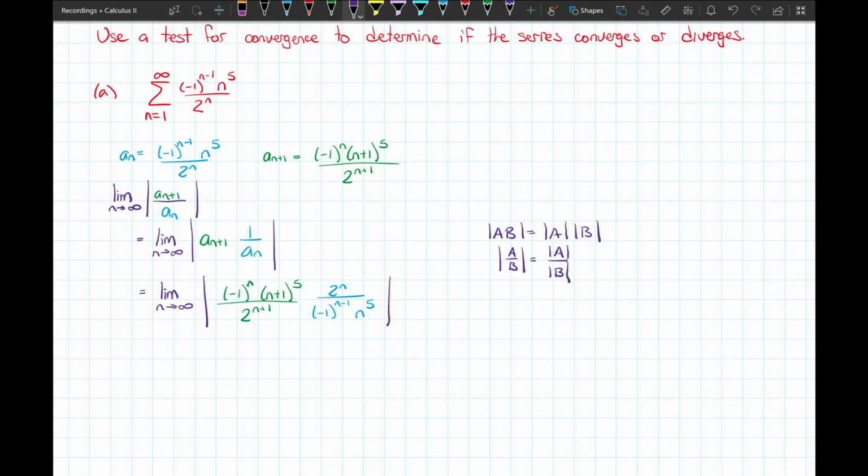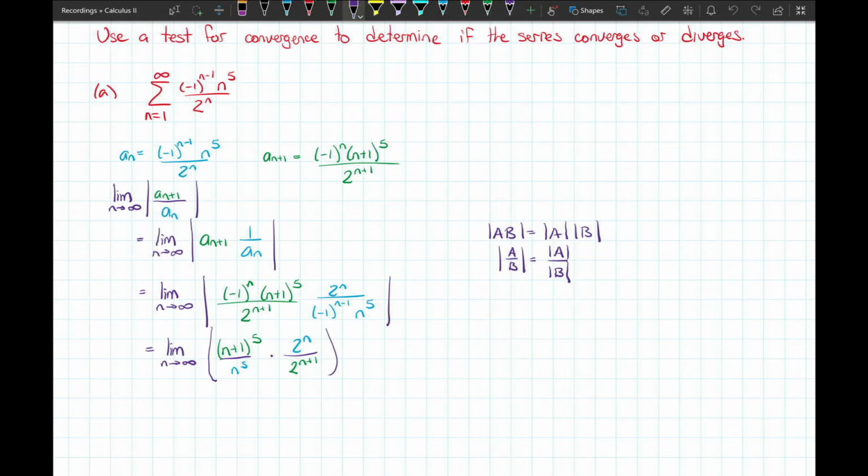So if we apply that absolute value to (-1)^n, we know that that's just going to equal 1. And the absolute value of (-1)^(n-1) is just going to equal 1. And every other expression here, (n+1)^5, 2^n, 2^(n+1), and n^5, are all going to be positive because n is starting at 1 and incrementing. So the absolute value will only get rid of (-1)^n and replace it with 1, and (-1)^(n-1) and replace that with 1. All of the other expressions will remain exactly the same. That's already simplifying things for us.